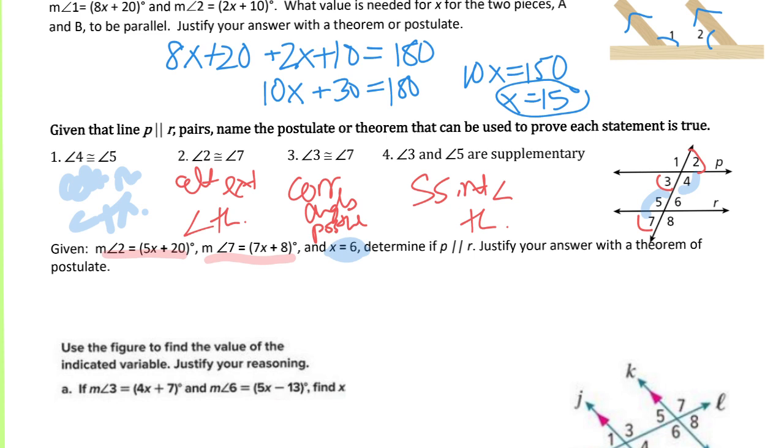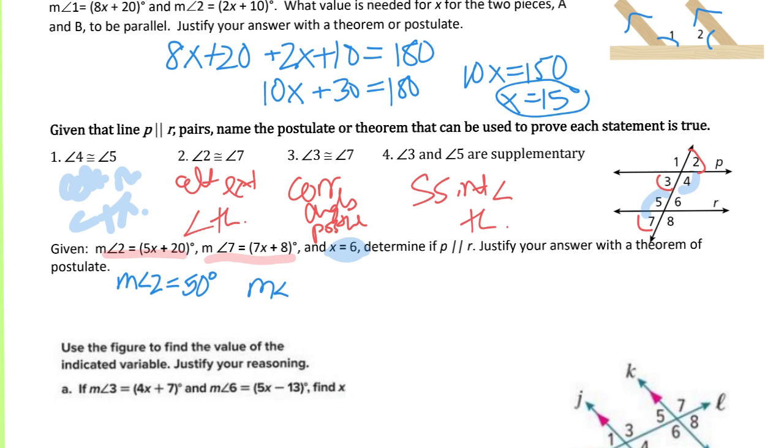And so this is interesting. They're not just saying, hey, use the picture, use your knowledge of the theorems and solve the equation. They're saying, hey, if those two angles are equal to this algebraic expression, and x is 6, what do we know? Okay. And so what we can do is plug in the value of x equals 6. The measure of angle 2 would equal 6 times 5 is 30 plus 20, which is 50 degrees. And if you plug in 6 here, that's 42 plus 8, that's also 50 degrees.